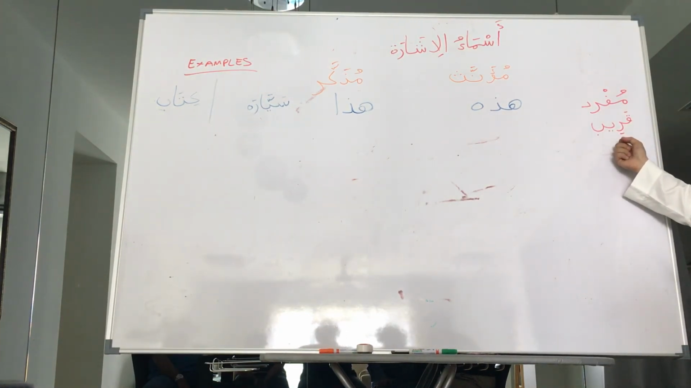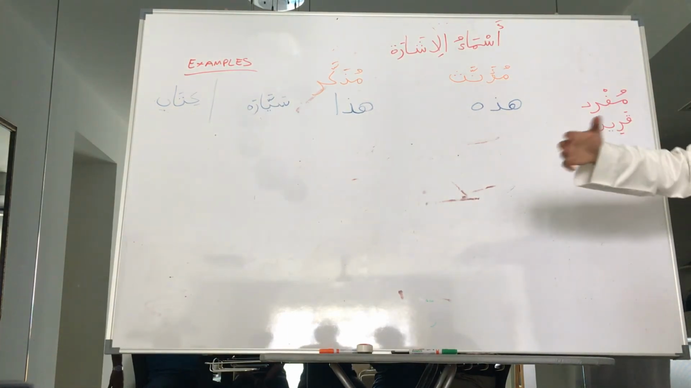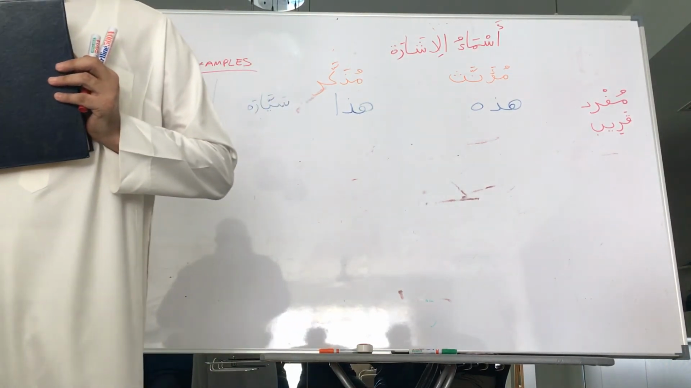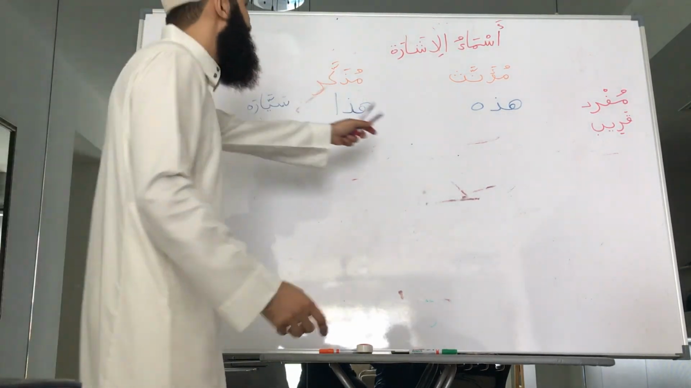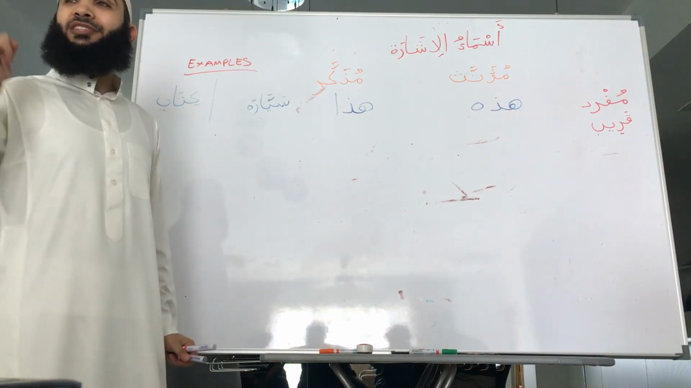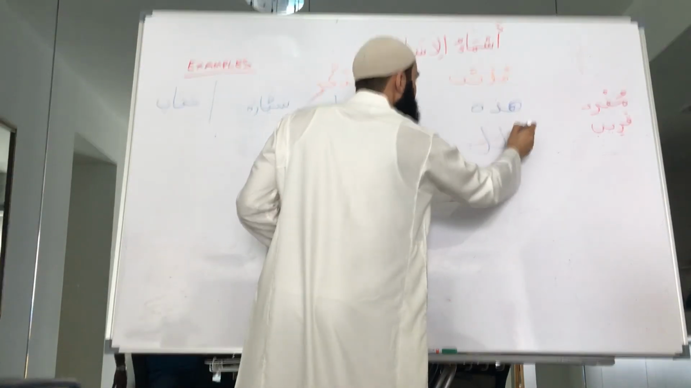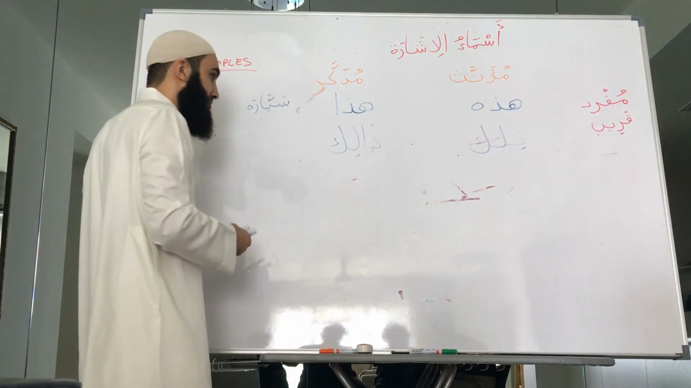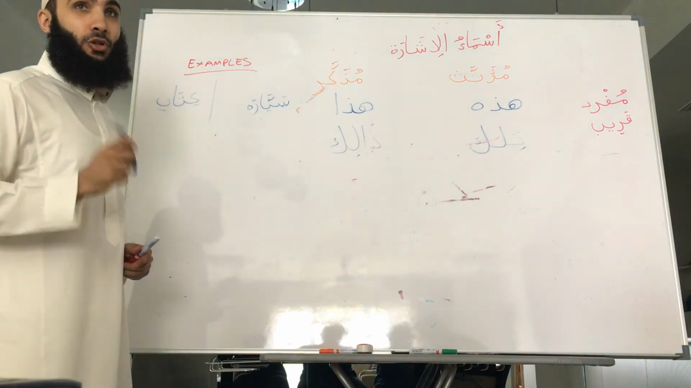Mufrad qarib. Qarib means close. Ba'id means far. So هذا الكتاب قريب. Why do I say قريب? Because هذه and هذا are used for something that is close. If you want to say something that is far, we say تلك and ذلك. Mufrad is singular, قريب is close.